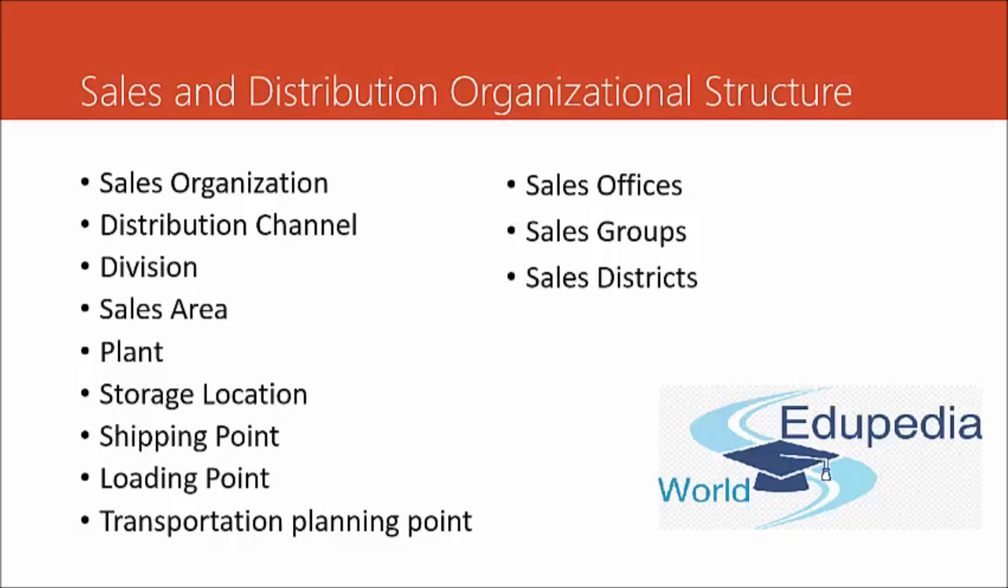We created a sales area for the combination of sales organization, distribution channel, and division. We defined our plant and assigned it to the combination key of sales organization and distribution channel. And now, we will define our storage location, shipping point, loading point, transportation planning point, and sales district.